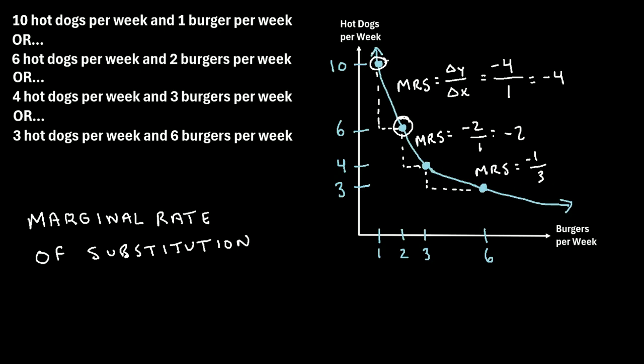So why is that? Well, to really understand it, consider the point up here where we have 10 hot dogs per week and 1 burger per week. We have a lot of hot dogs, but very few burgers. So to gain 1 additional burger, we're willing to give up quite a few hot dogs. So we said we're willing to give up 4 hot dogs just to get 1 extra burger. But then as we move down the indifference curve, so let's consider this point right here where we have 4 hot dogs per week and 3 burgers per week, we're only willing to give up 1/3 of a hot dog to gain an additional burger. And that's because we don't have as many hot dogs to give up now. So as one good becomes scarcer, we're less willing to give up that good to get an additional unit of another good. So that's why the slope of this indifference curve is getting flatter and flatter.